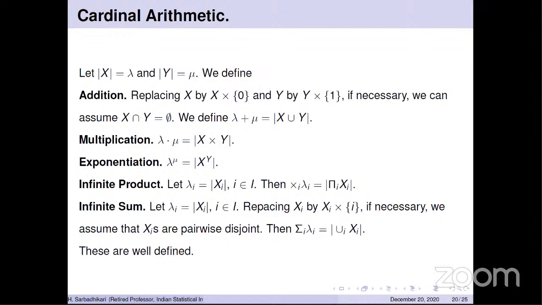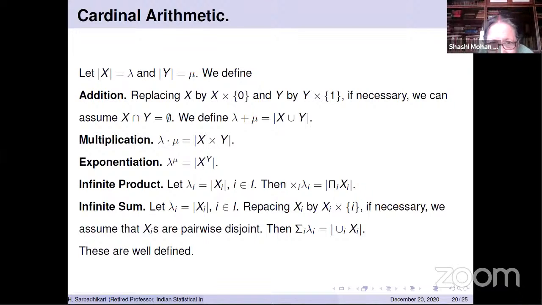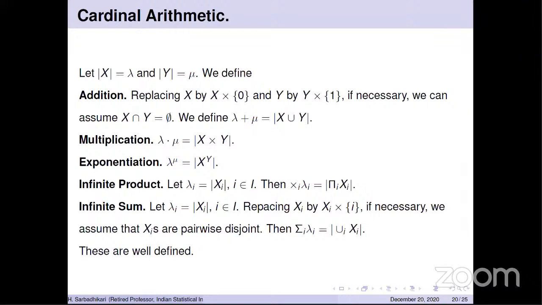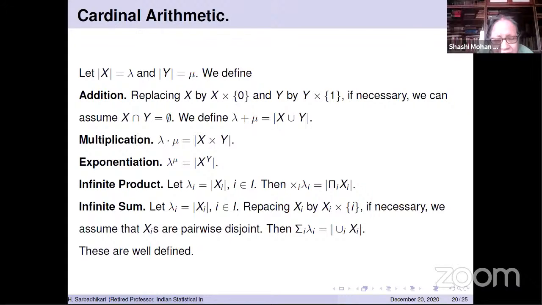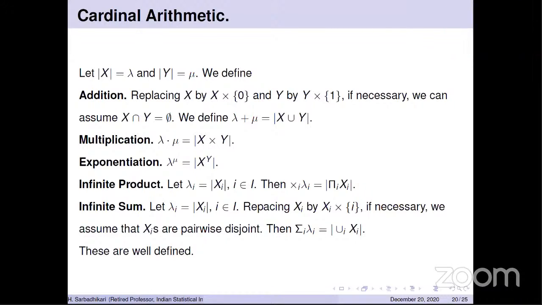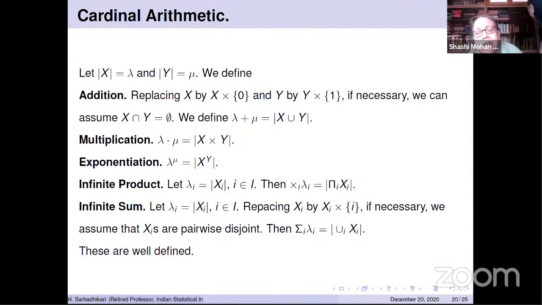Are you getting that? Yes, ma'am. If these same definitions are applied in the finite case, you get the usual addition and all. Yes, that's right. So this is basically an extension to the infinite domain, to infinite sets. And similarly, infinite sum and product also.